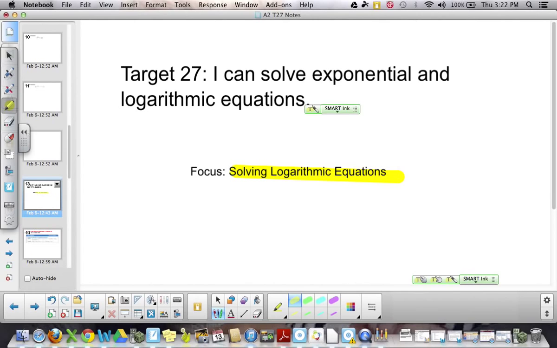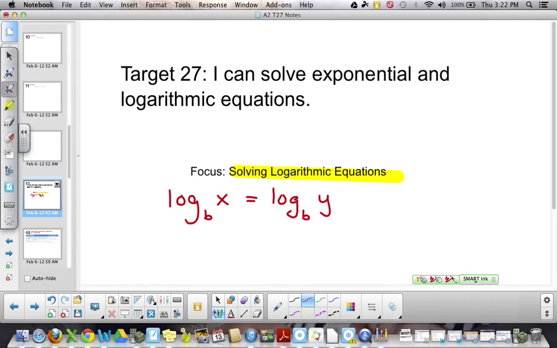So just as with exponential equations, there are two basic types of logarithmic equations that we're going to learn how to solve. The first is the type where we have a log on both sides of the equation with the same base. The second type of equation that we will look at is when we just have a single logarithm equal to a number.